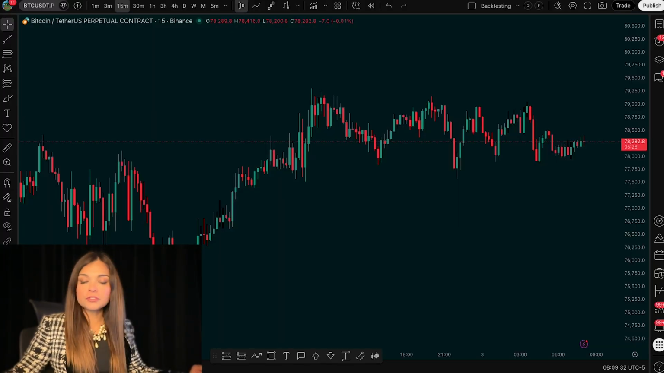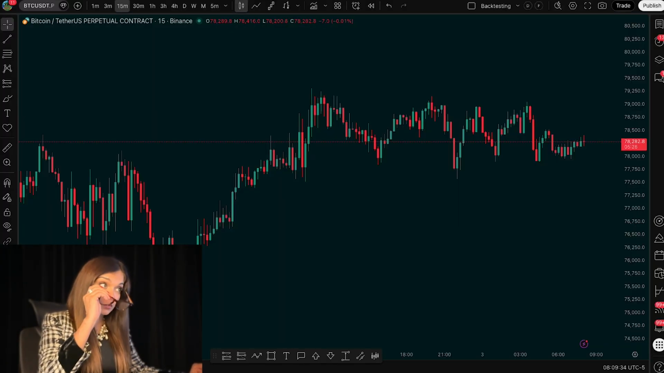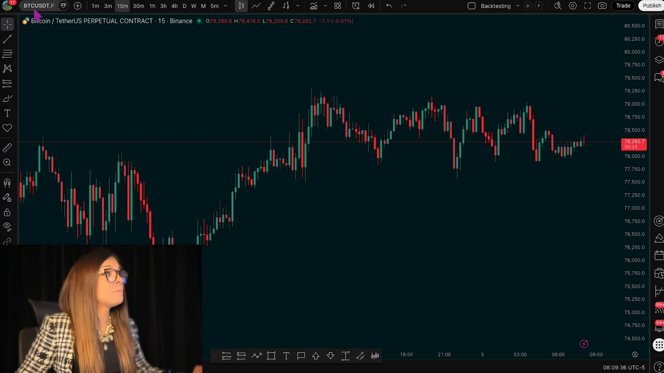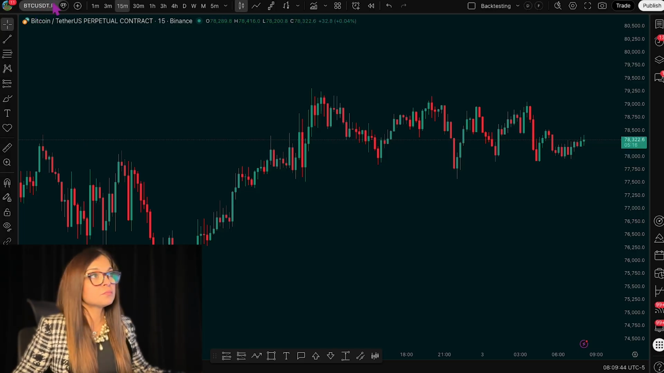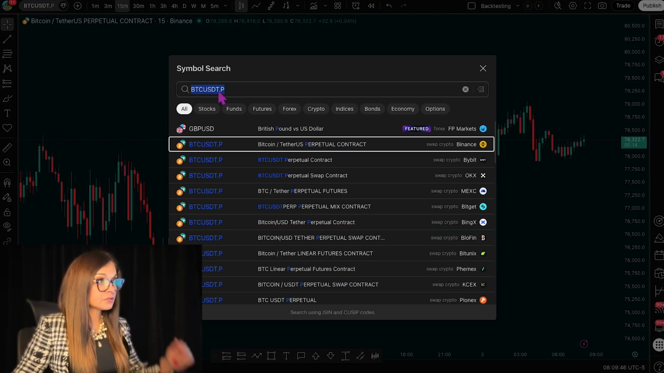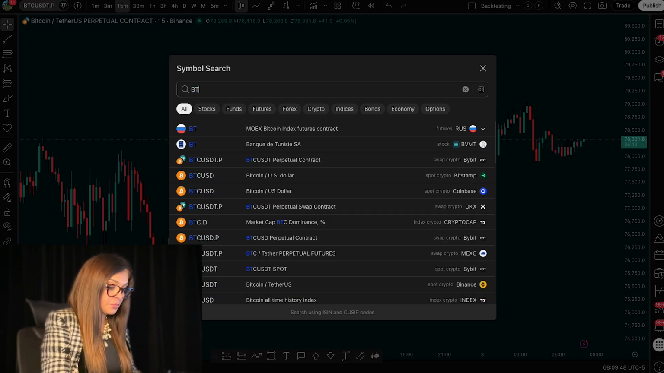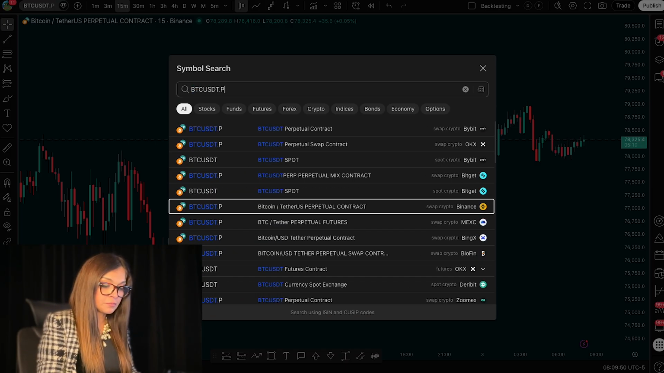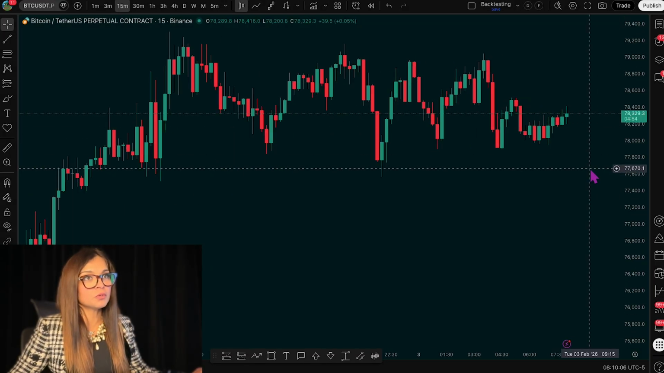Now, the first thing we're going to do is go over to TradingView.com and go to Bitcoin. To do that, you'll simply go over here and type in BTC, for example, USDT.P for perpetuals. So we have our Bitcoin chart over here.